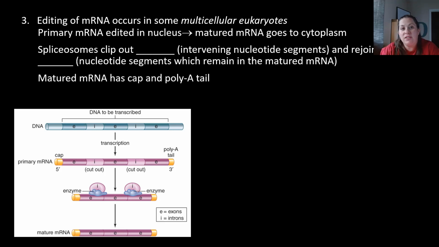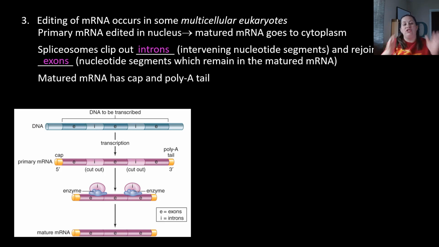Now, the editing of messenger RNA occurs in some multicellular organisms like ourselves. Primarily, mRNA is edited in the nucleus, and matured mRNA goes to the cytoplasm. Enzymes called spliceosomes do this. Spliceosomes cut out the introns, get rid of them, and rejoin the exons.